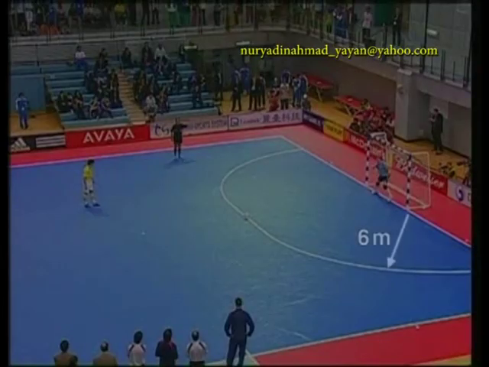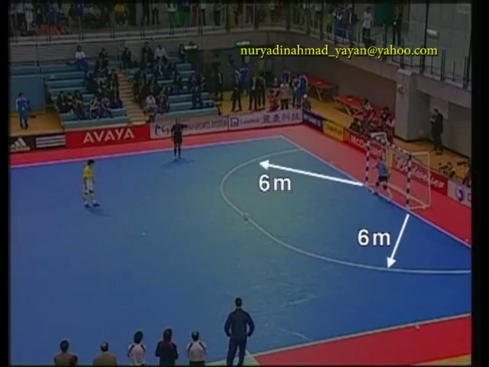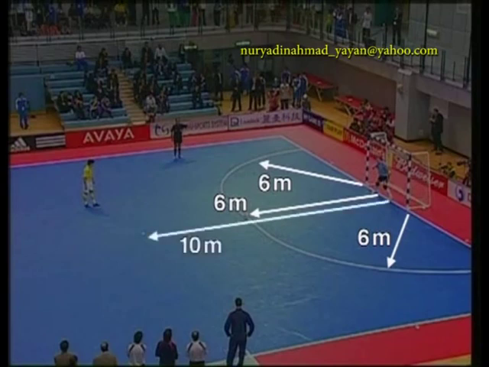While the penalty area is made up of 2 quarter circles, each with a 6-meter radius, from the outside of each goalpost. There are 2 penalty marks, the first 6 meters and the second 10 meters, from the centre of the goal line.